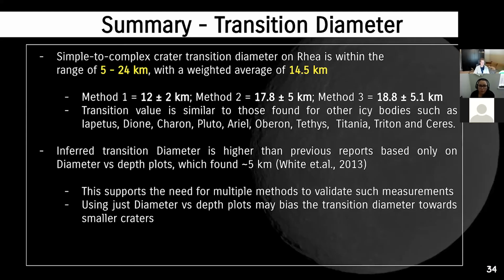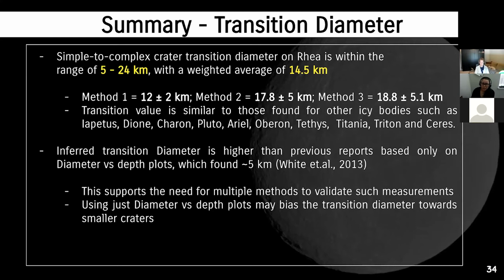So as a summary of what we found in this project, we were able to find a transition diameter occurring in a range from 5 to 24 kilometers, with a weighted average of 14.5 kilometers. The three methods that we used gave very similar results to other icy bodies, such as Iapetus and Dione, which are very similar in size and position to Rhea.